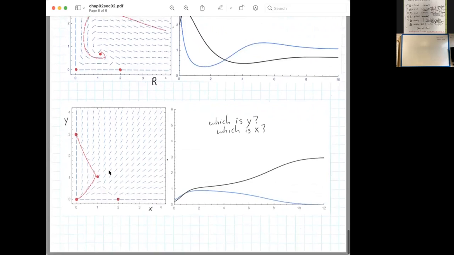Here's the competing species model. Is it easier to tell here who is X and who is Y? Yes, basically, because X is lost. X's went to 0, Y's went to 3. Okay, there's always visual clues in this picture. That's what you got to pick up on.